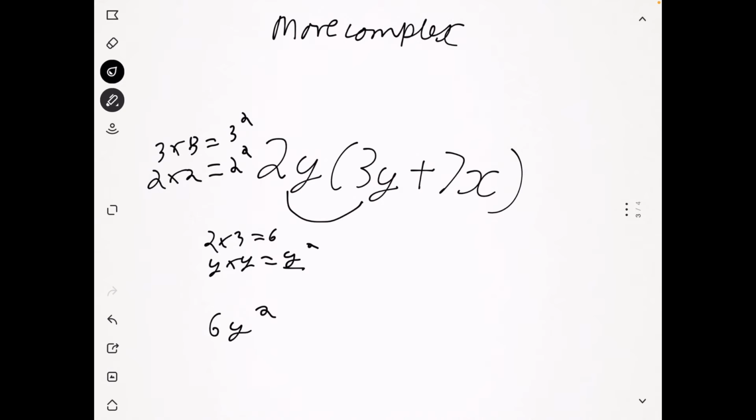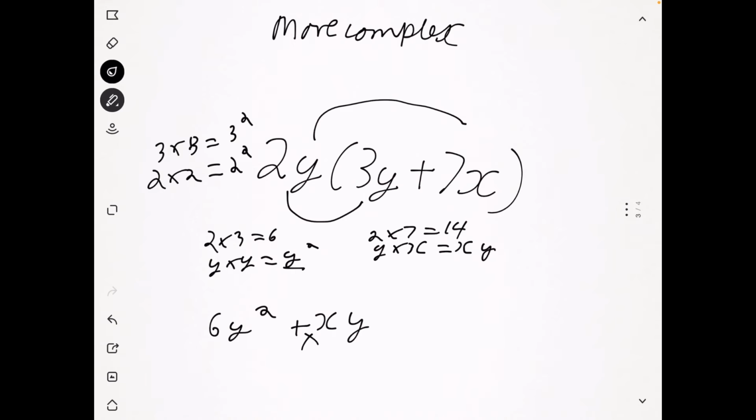And then now for the second part, we would do 2y multiplied by 7x. So 2 times 7 is equal to 14, like normal. And y multiplied by x is equal to xy. So like I said before, when you put two variables together, they are basically multiplied. So we're just going to note that down as multiplication. So our final answer is 6y squared plus xy. And don't forget the 14. So final answer would be 6y squared plus 14xy.